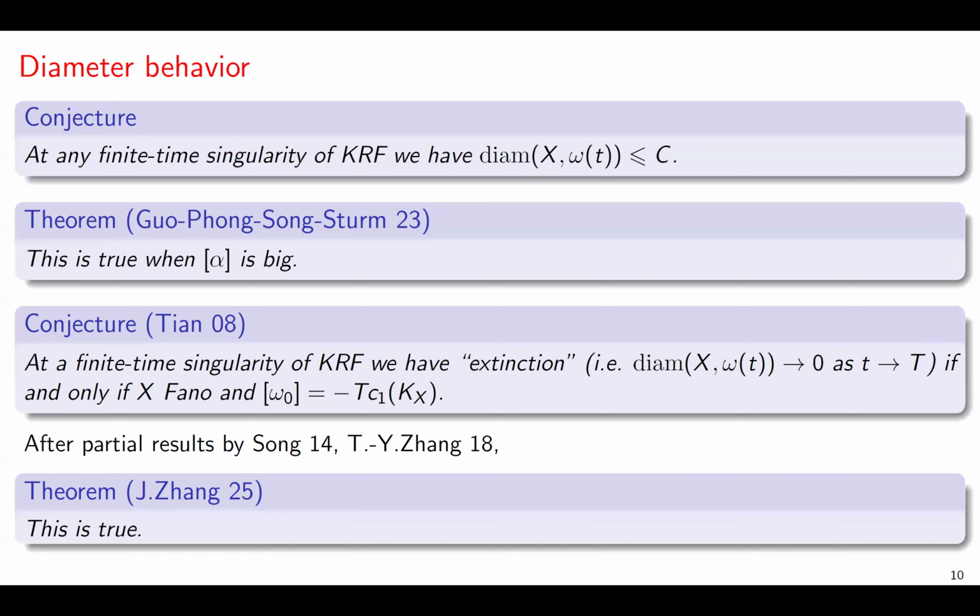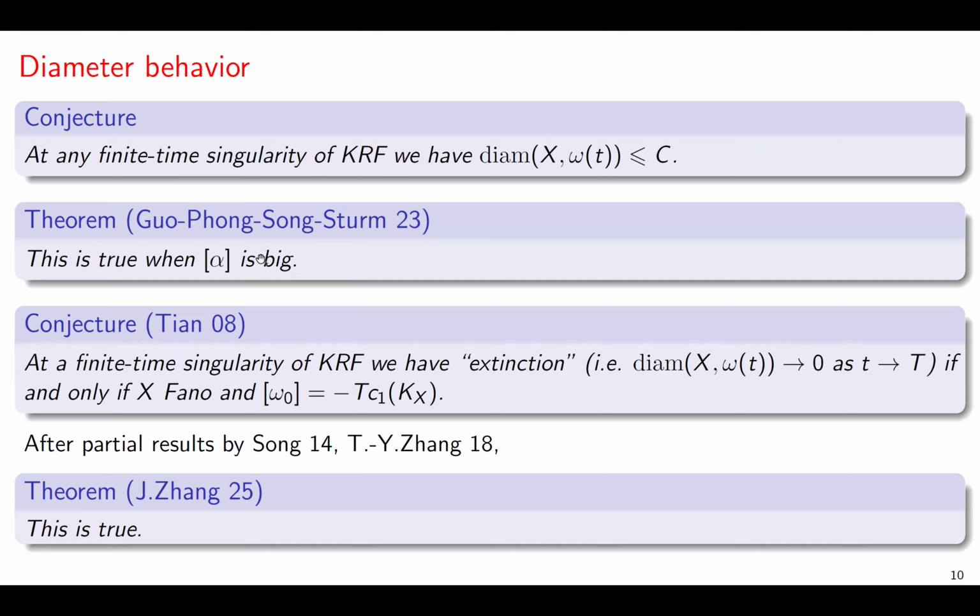Okay, there are a few more points I would like to make about these finite time singularities. One is a conjecture. I'm not quite sure who to attribute it to. It is somehow folklore that when you reach any finite time singularity, of course on a compact Kähler manifold, the diameter should not blow up to plus infinity. The diameter is the largest possible distance between any two points, measured with respect to omega t. When t approaches the singularity, you don't want points to escape further and further away. So this is definitely expected.